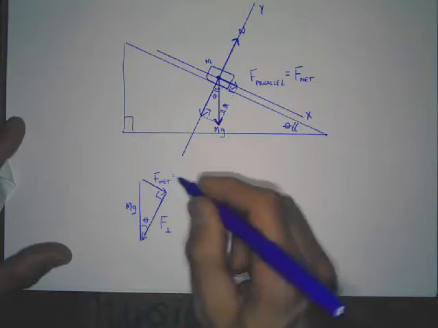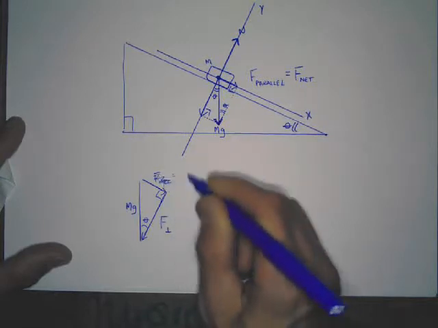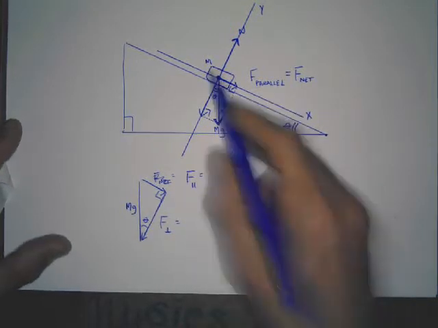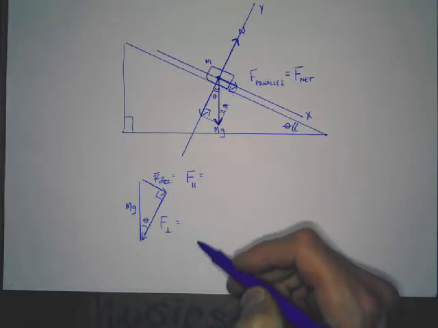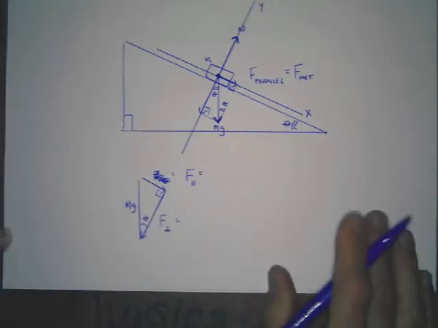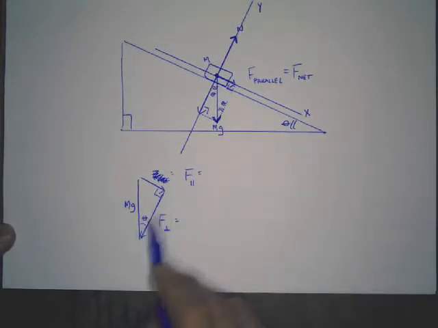And you know what? Instead of calling this F net, I'm going to cross that out and call it F parallel. So we're talking about parallel to the incline or perpendicular to the incline, because a lot of times people talk about it in those terms. So how do you find those two sides?